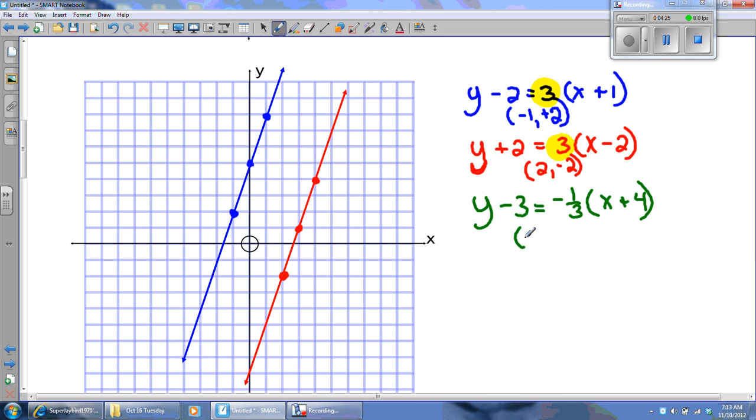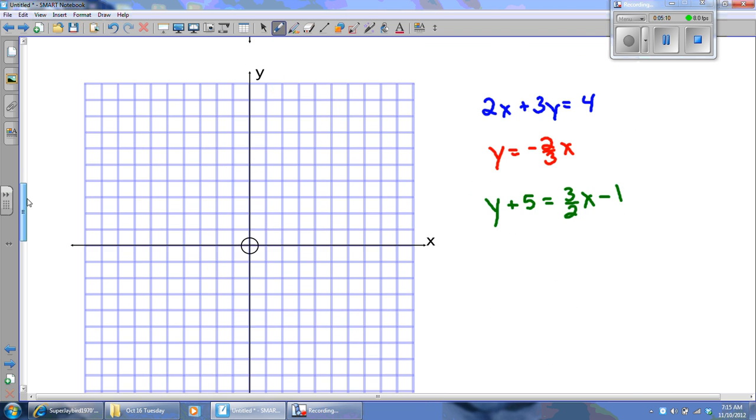All right, on this one, my point is going to be -4, +3. So I go -1, 2, 3, 4, then up 1, 2, 3. Okay, so my slope is -1 over 3, so I'm going to go down 1, over 3, and down 1, over 3. All right, so up 1, over 3. And look, it's perpendicular. And check out its slope. It's the negative reciprocal of 3. You flip the fraction and change the sign.